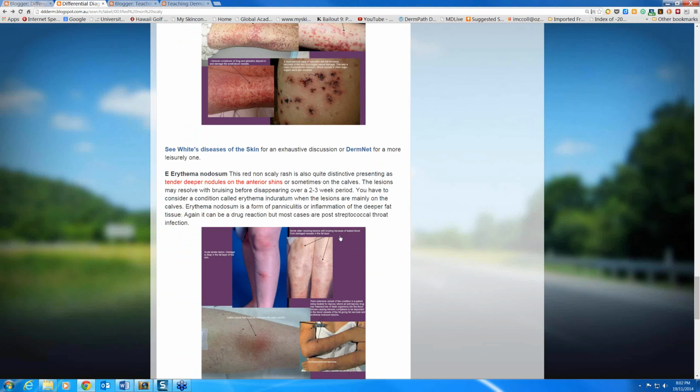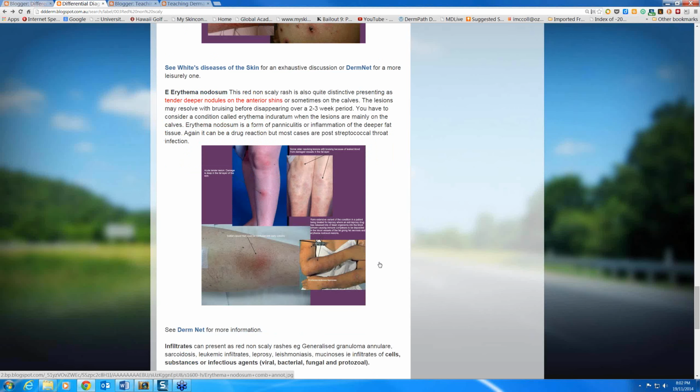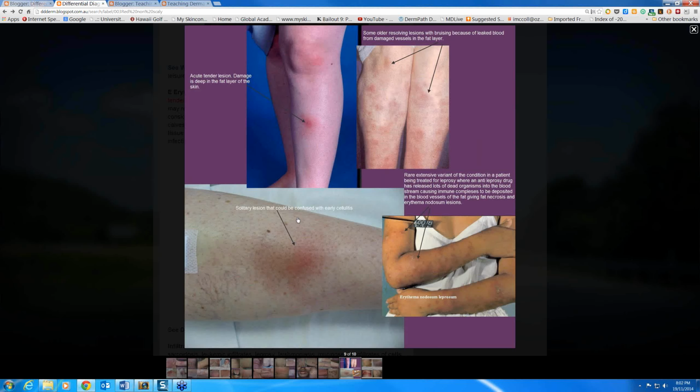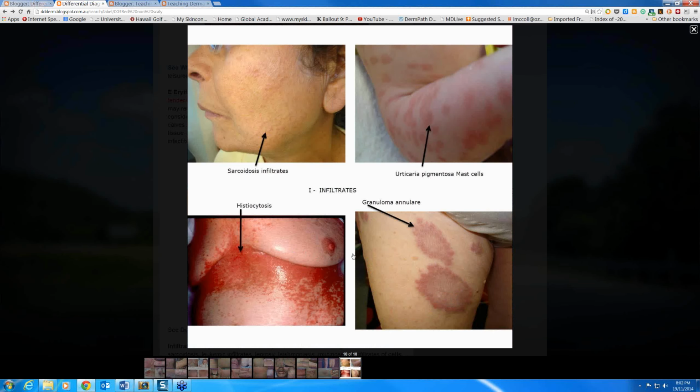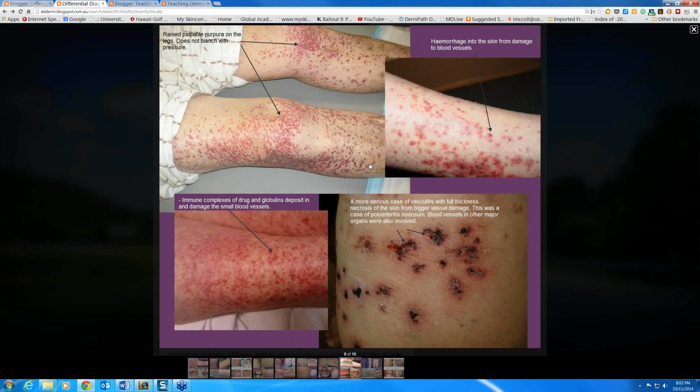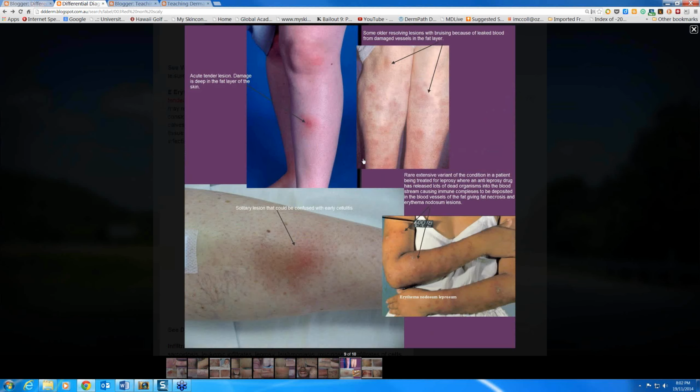The other E is erythema nodosum. Now this is a very classic picture as well. It's a painful nodule that occurs acrally, usually on the front of the shins. That nodule is often slightly painful and may show slight bruising because the damage here is in blood vessels deep in the fat layer. And erythema nodosum is in the septum, in between the lobules of fat.